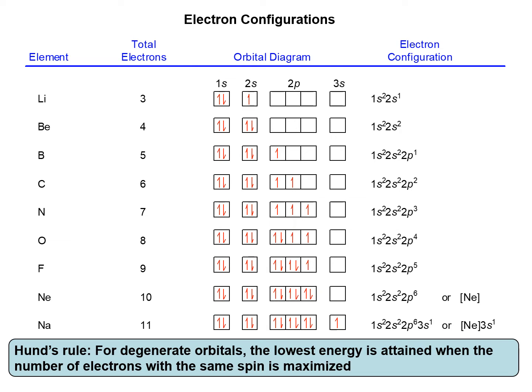So, here we have a list of several elements. You can look at the total electrons, 3, 4, 5, and so on, and the orbital diagrams. Notice that as we go down the chart, we just add 1 electron to the orbitals. When we get to carbon, however, you'll notice that when we add the electrons, they're spin up, spin up. The reason for this is you want to fill the degenerate orbitals before you go back and start pairing them. So when you get to oxygen, you have 8 total electrons, and then we start to pair them up again.